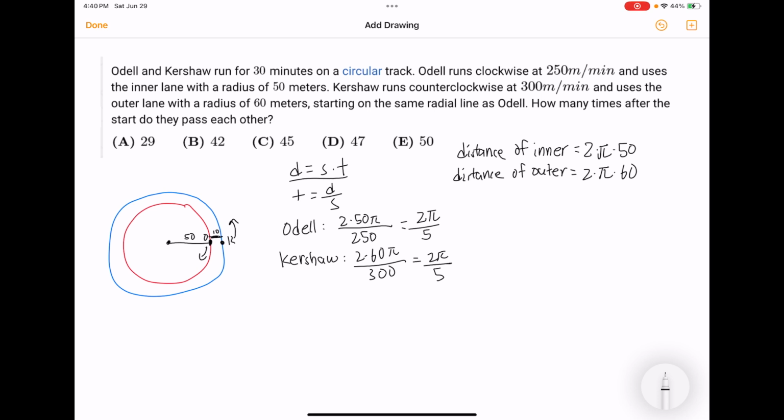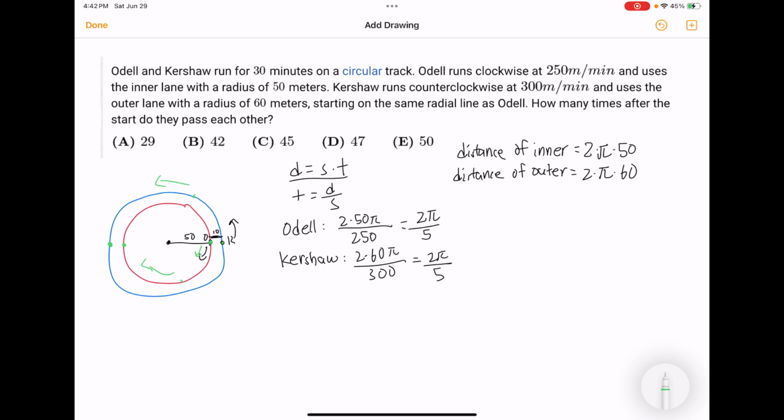And since they are running in opposite directions, they will meet exactly twice per lap. They will meet once at the starting point, right here, then the other at the halfway point, right here. This is because if you think about it, Odell would be running this way, and when Odell's right here, Kershaw would be right here because they take the exact same time. Once they continue to run, they will meet at the halfway point.